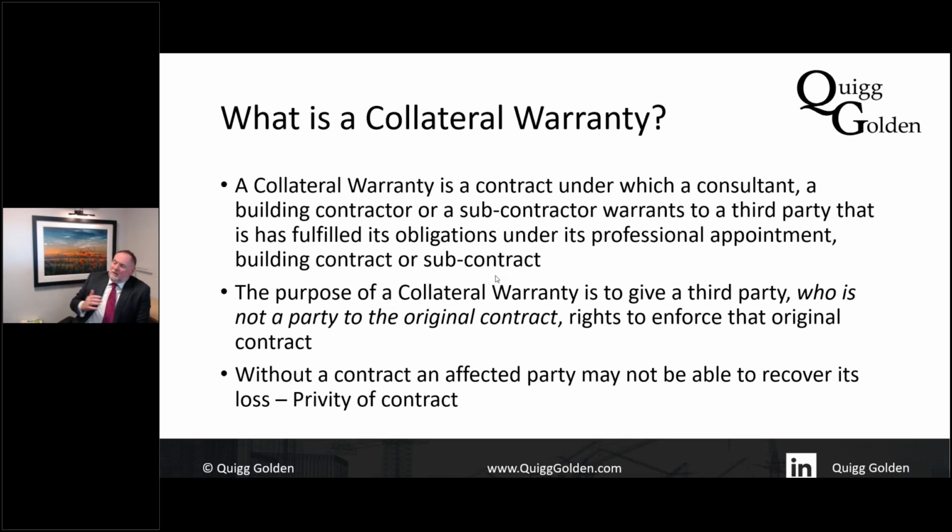So if we take a subcontractor, their primary obligation is their subcontract with the main contractor, but they may also have given a collateral warranty to the employer or to the funder or another party saying, I promise that I will comply with the subcontract I've entered into, and if I don't comply with that subcontract, then you can sue me for breach of that promise. Okay, so that is what a collateral warranty is.